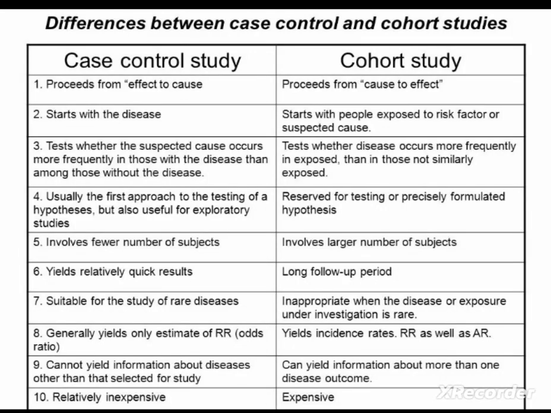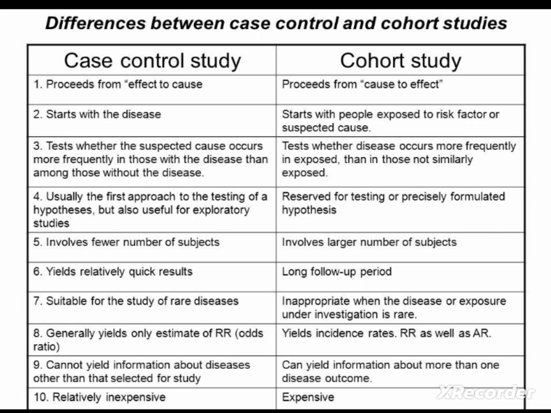Difference between case control and cohort study. Case control studies are retrospective studies, that's why it proceeds from effect to cause. Cohort studies are prospective studies, that's why it starts from risk factor to effect, that is disease.